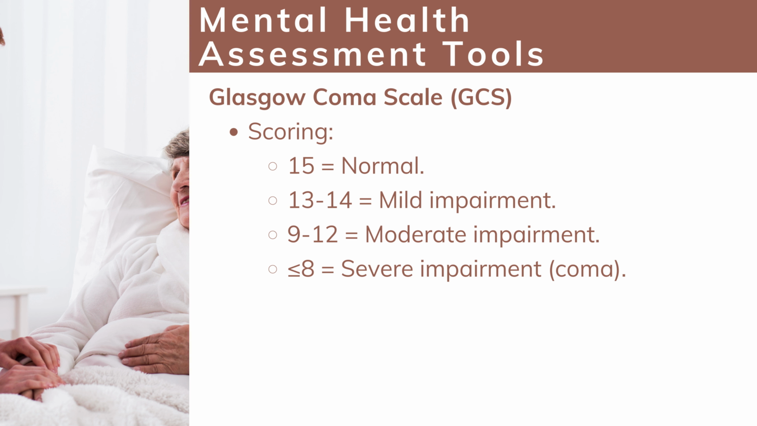For example, a patient with a score of 6 may be unresponsive and only exhibit abnormal posturing, whereas a patient scoring 12 may be confused but still able to respond. This scale is critical in emergency settings to track neurological deterioration or improvement.